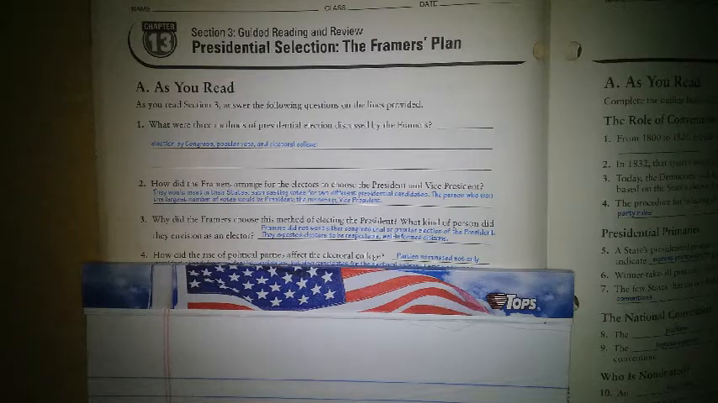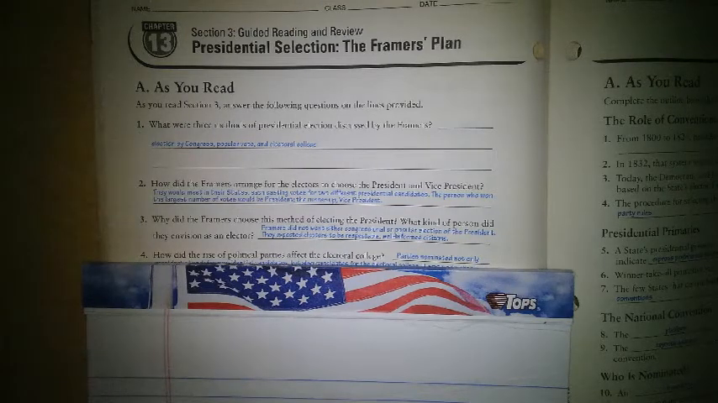In the early days of elections, whoever lost became the vice president. So technically, just by losing, you won. You know what I mean? You still got in office. You're just second in command. All right? So the rise of political parties affected that.